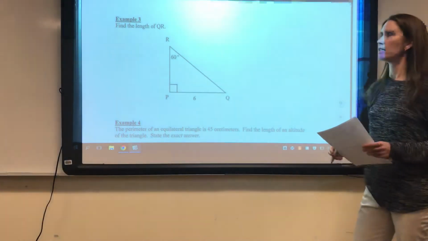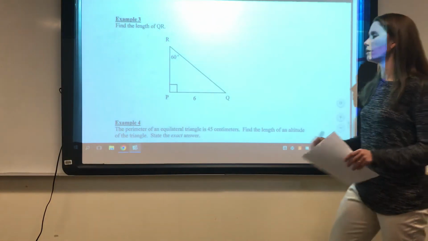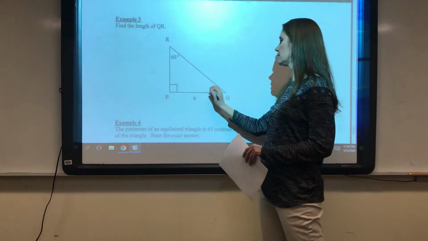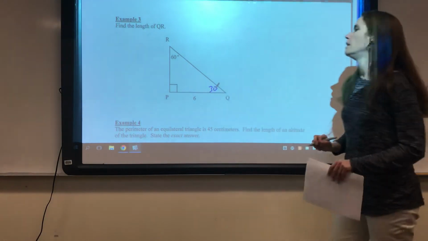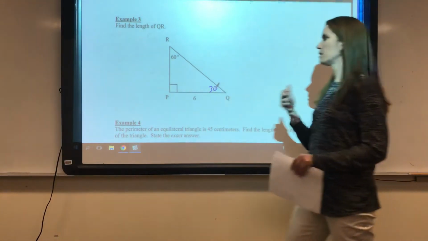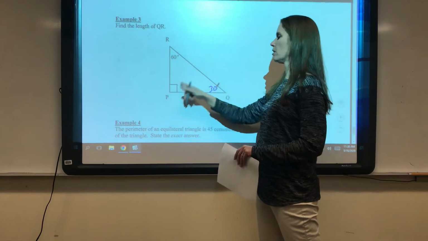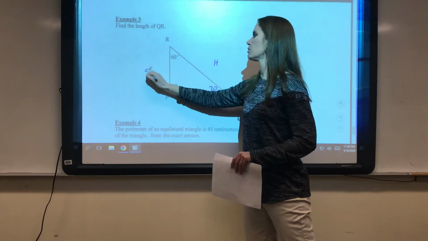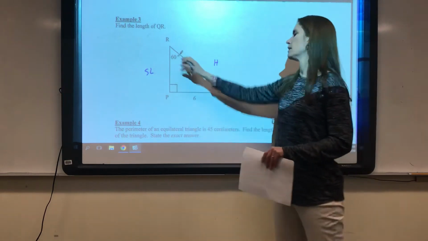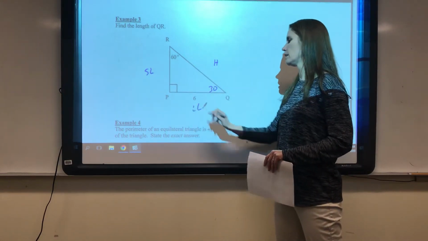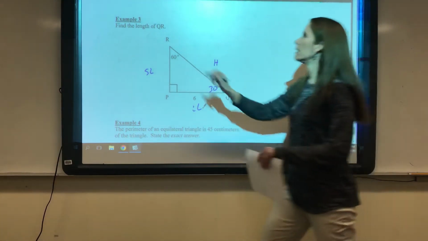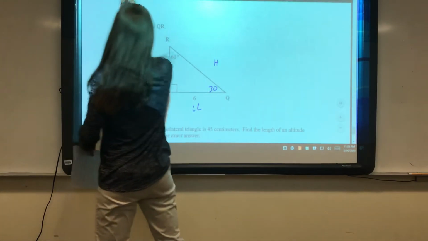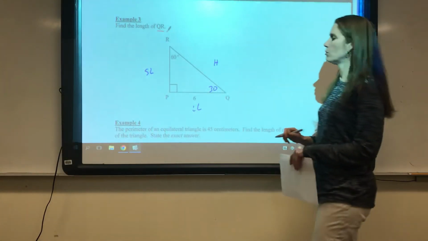And you can see here it says find the length of QR. So again, here's my 90, here's my 60, here's my 30. And from there, I think it's helpful to say, okay, across from my right angle is my hypotenuse, across from my 30 is my short leg, and across from my 60 is my long leg. Okay. From there, I can see they want me to find the length of QR.